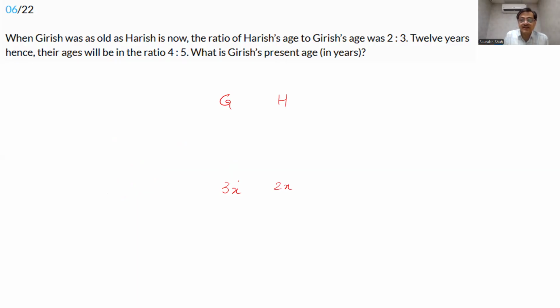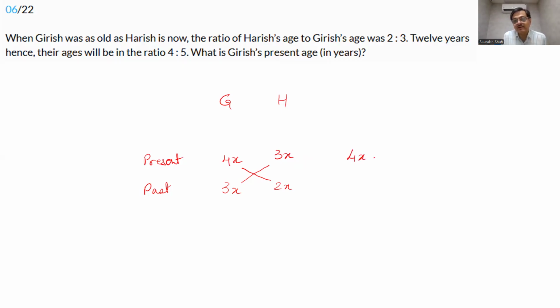In the past, Girish is as old as Harish is now. This is the past. So what is the present? At present, Harish must be 3x. So this total is 6x. So this total is also 6x, which gives us Girish is 4x. So present ages of Girish and Harish are 4x, 3x.